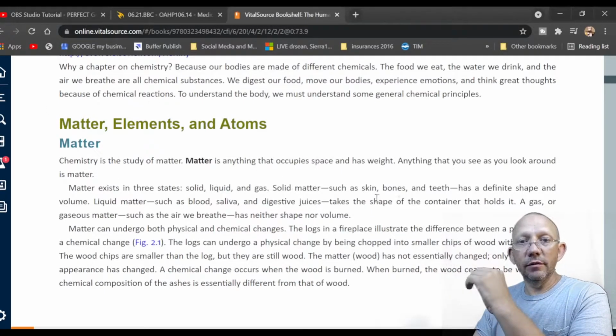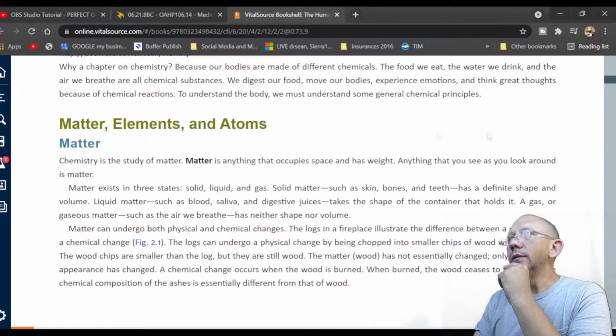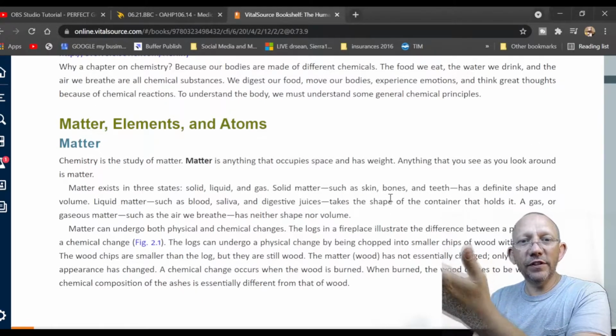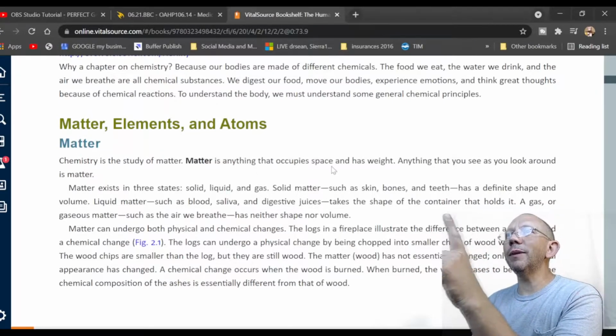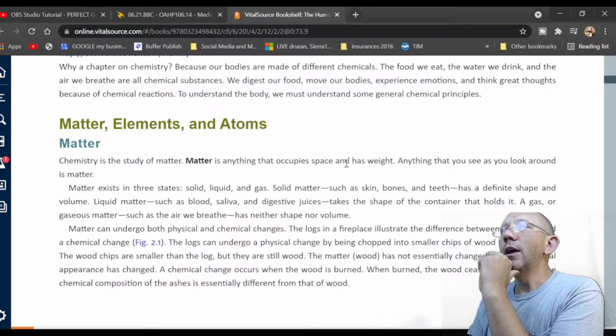This is science. This is, what? Physiology, man. Okay, why a chapter on chemistry? Matter is anything that occupies space and has weight. That's what we said, okay? Hopefully you wrote that down.